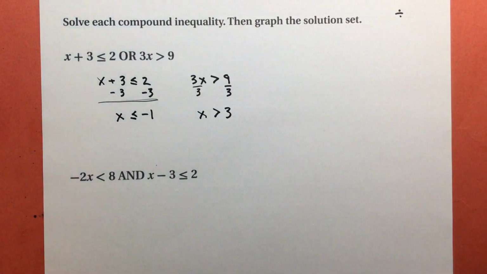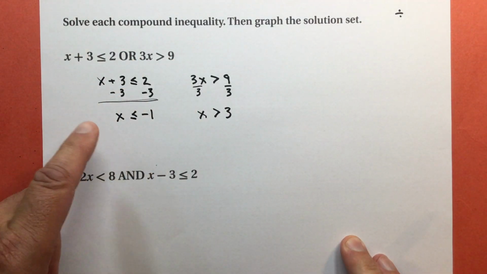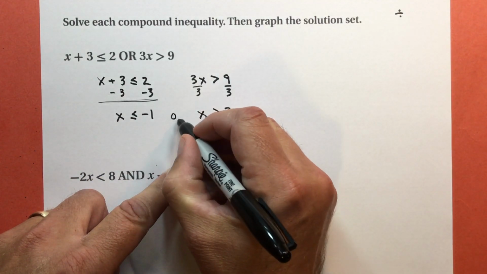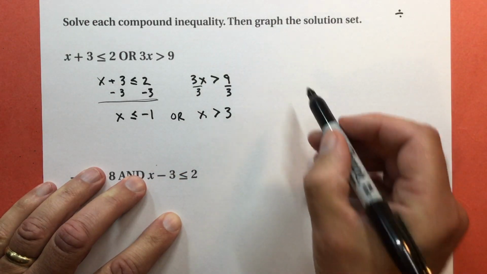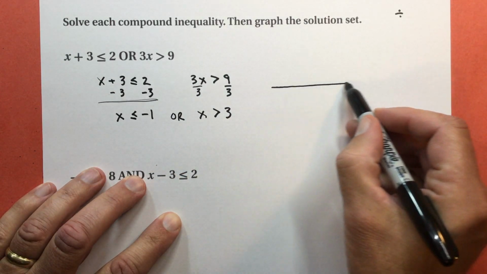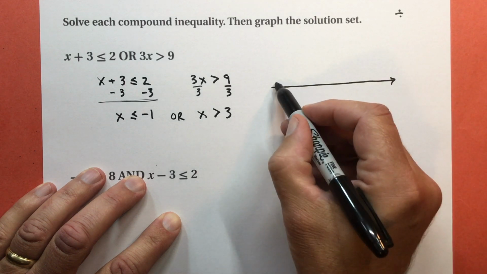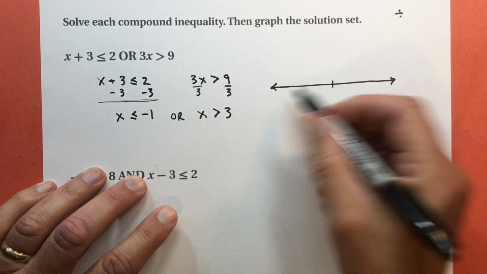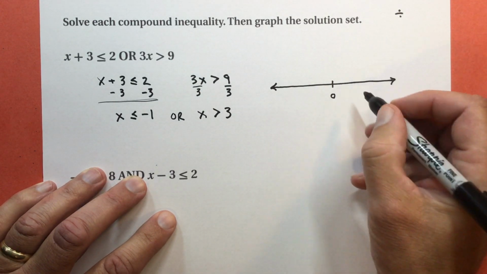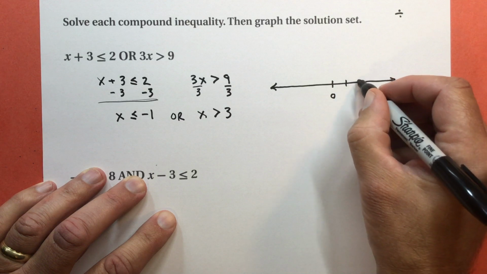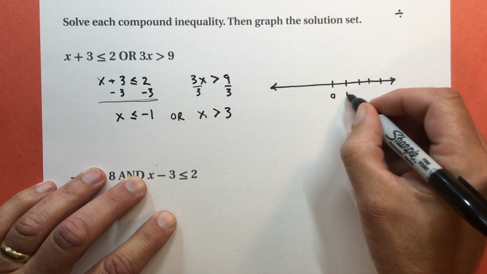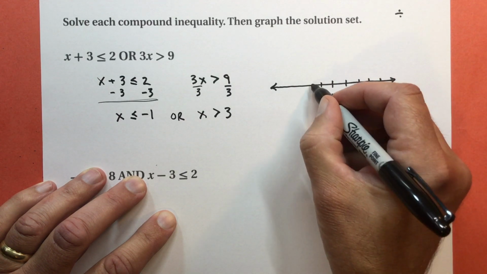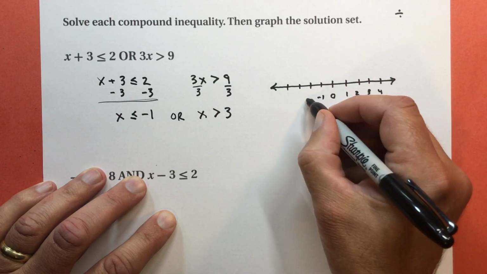So I know that my x's that make this entire thing true are going to be the x's that make this true, or they're going to make this true. I'm going to use that word or again now that I've solved it. How am I going to graph this? Well, I'm going to draw a number line, and in the middle, even though it's infinite, I'm going to write 0. This will be 1, 2, 3, 4, maybe I got room for 5 there. Negative 1, negative 2, negative 3, negative 4.